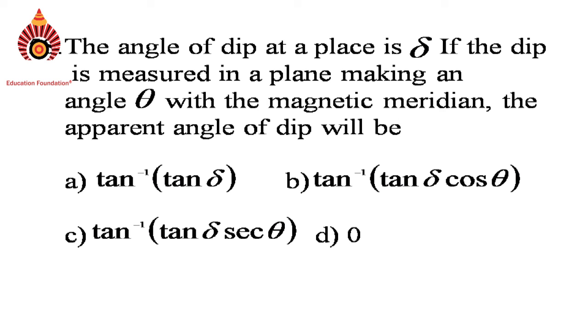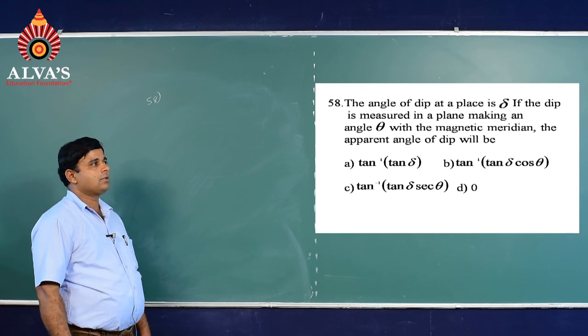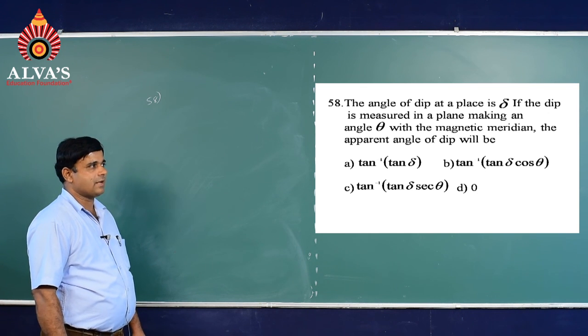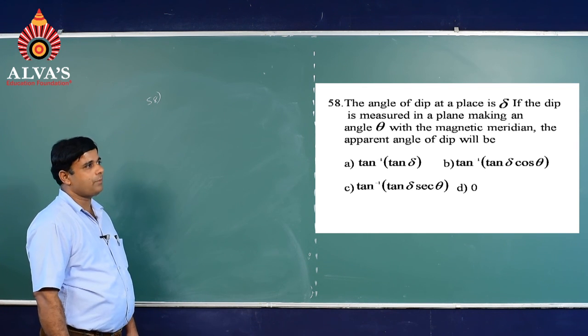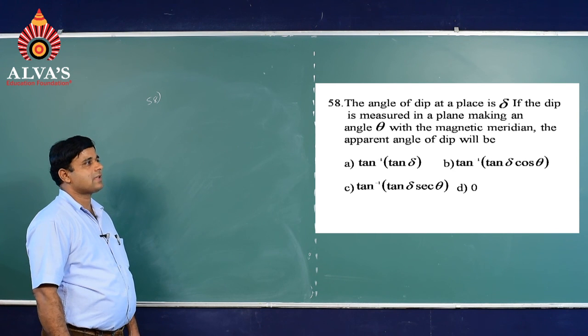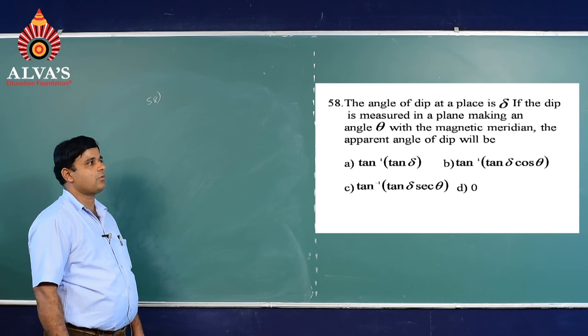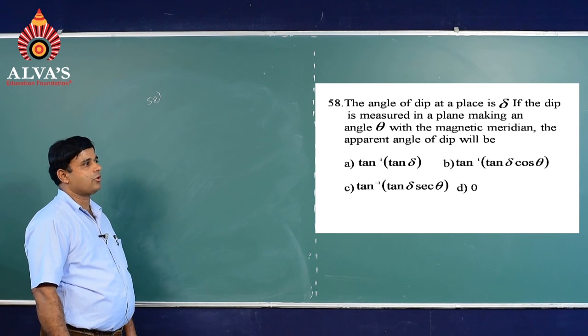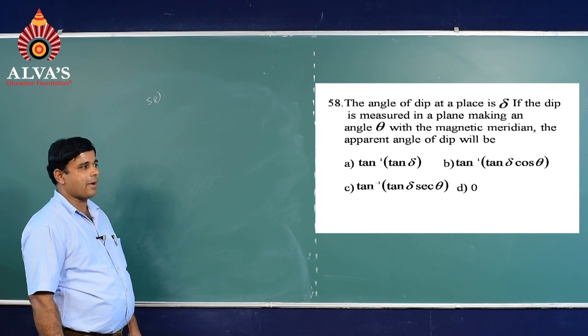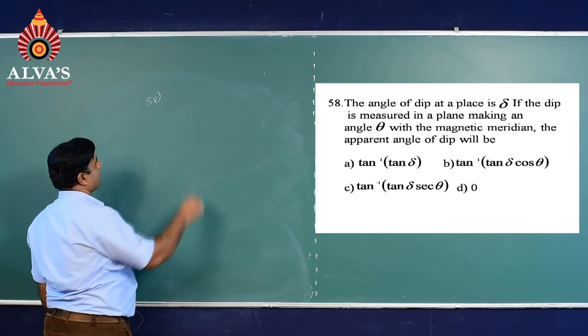The angle of dip at a place is delta. If the dip is measured in a plane making an angle theta with the magnetic meridian, the apparent angle of dip will be? The angle of dip at a place is delta, which is the true dip. If the dip is measured in some other plane which makes an angle of theta with the magnetic meridian, we get the apparent dip. You have to calculate the value of apparent dip.